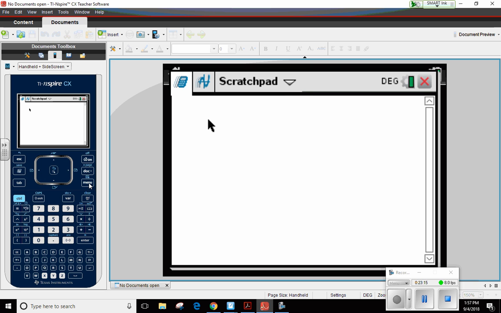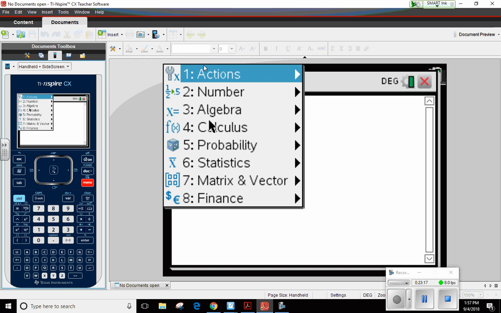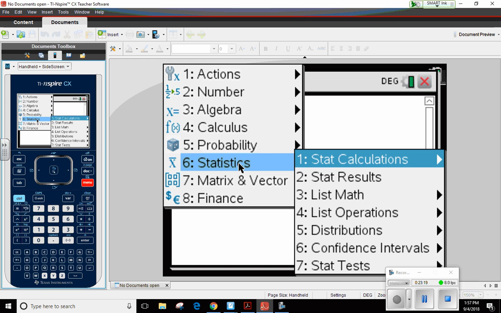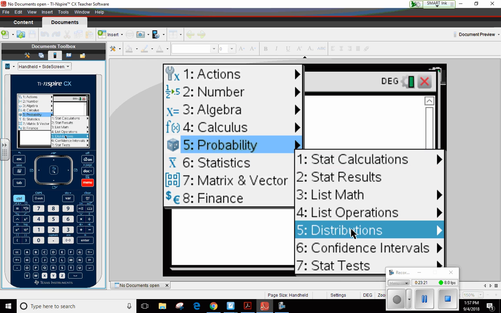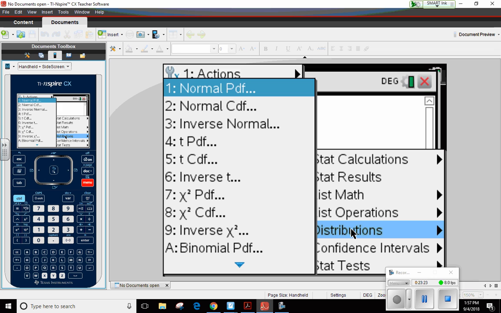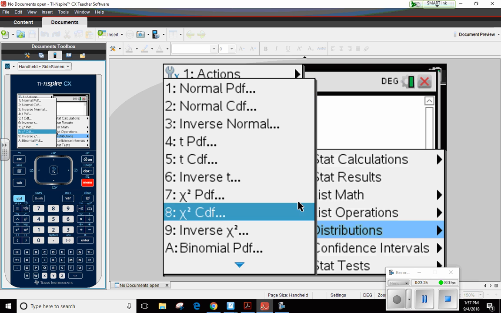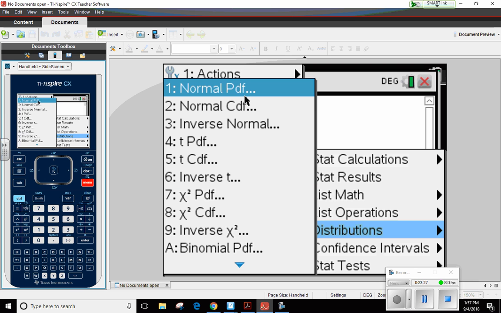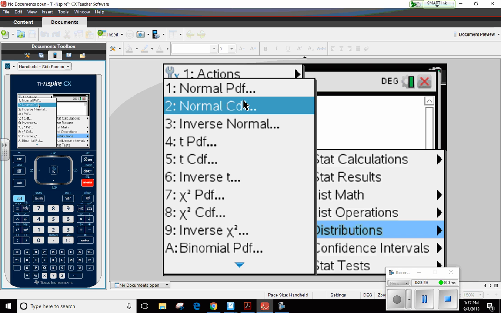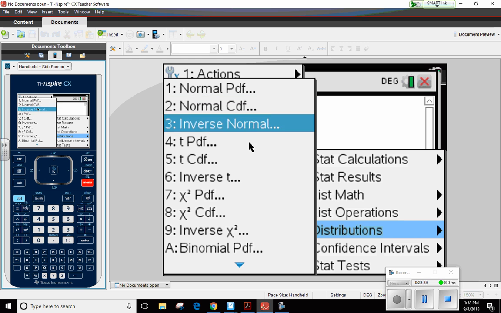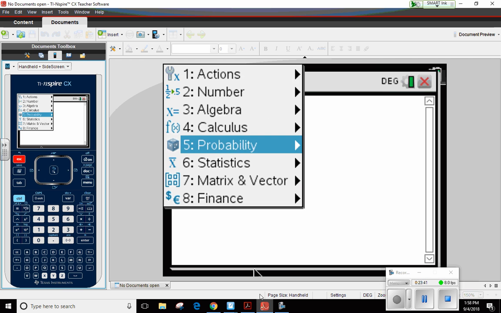I'm going to go to menu. Now we're going to go to statistics. Then distributions. And here's what we need. You'll notice there are two of these, a normal PDF and a normal CDF. We want the normal CDF. Alejandra, do you agree? She does. Let me escape out of here.